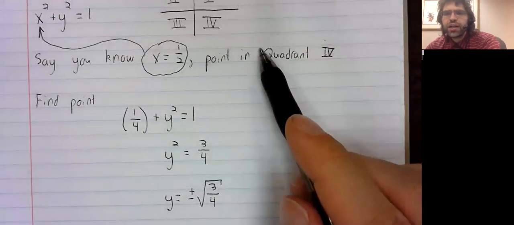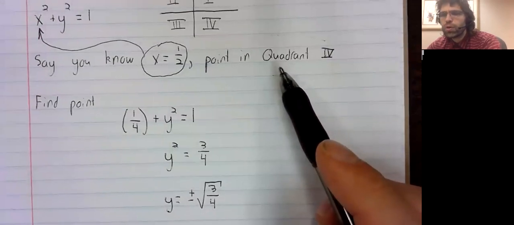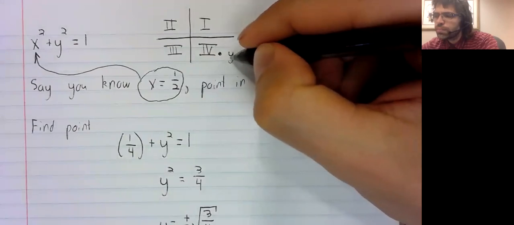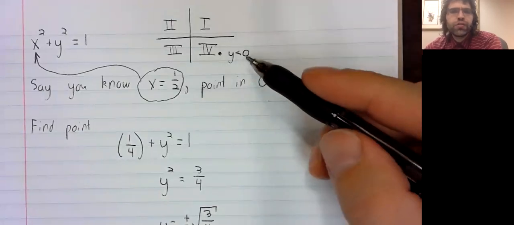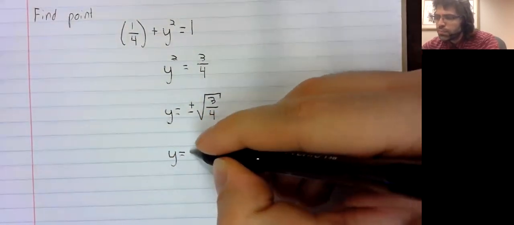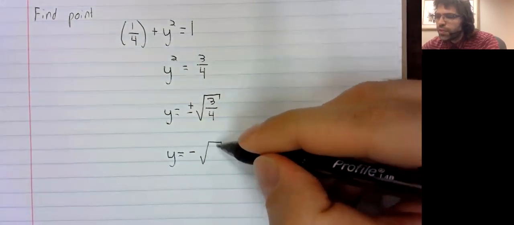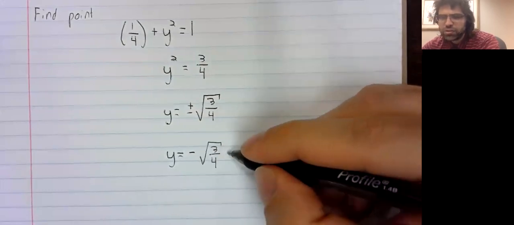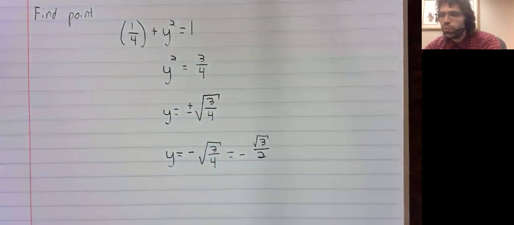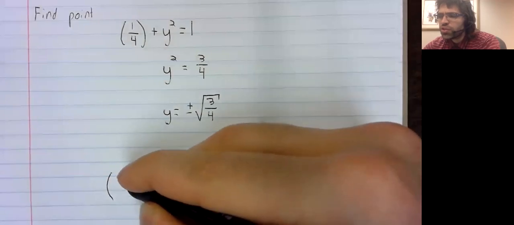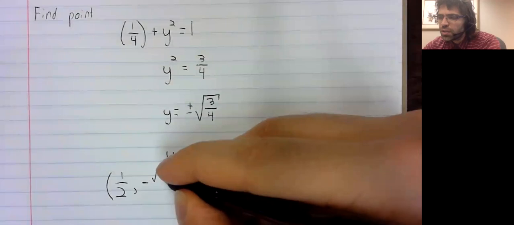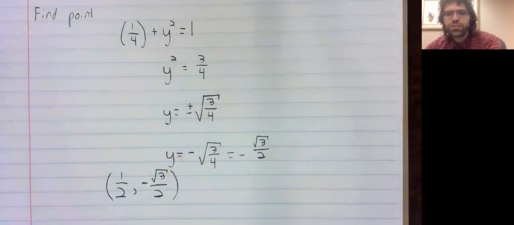This information tells us which solution we're looking for. The point in question is down here in quadrant 4. And points in quadrant 4 have negative y coordinates. So this y value needs to be the negative square root, which we can then simplify a little. And the point in question, the x coordinate was given to us, the y coordinate we found.